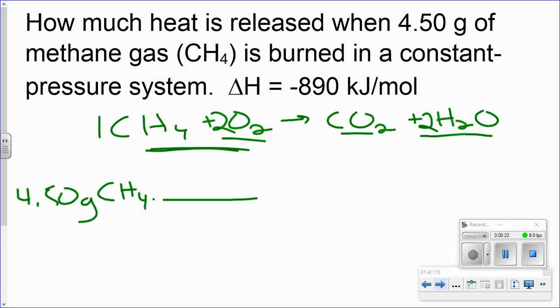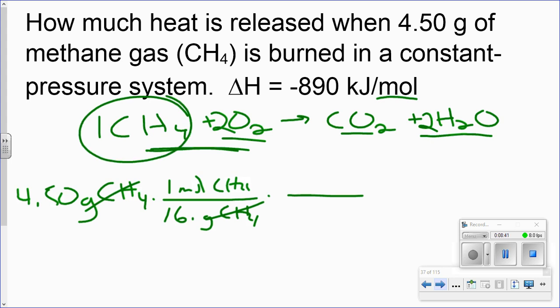And of course, since we're dealing with moles in kilojoules per mole, I got to get that mass into moles. So it's 12 plus 4 is 16 grams of CH4 to 1 mole of CH4. And now that once I have that, I know that 1 mole of CH4, according to this equation, will burn 890 kilojoules of energy.